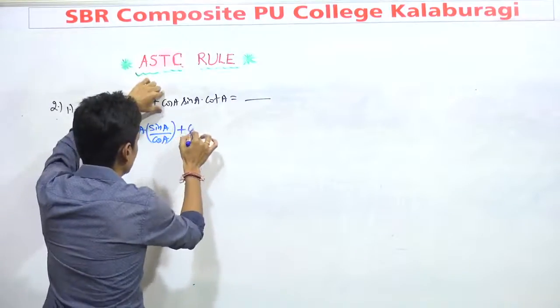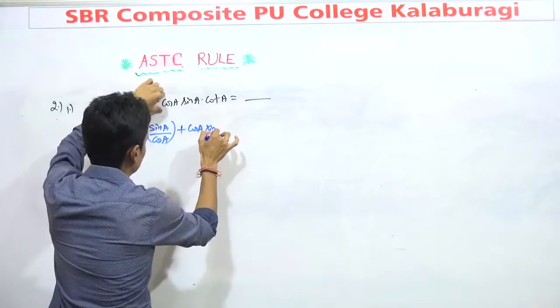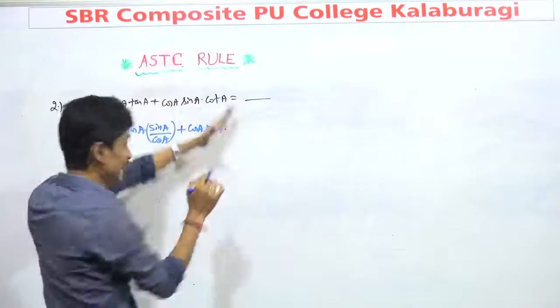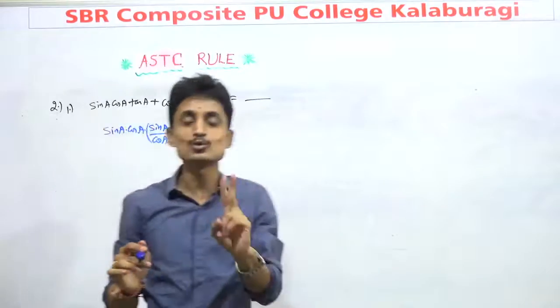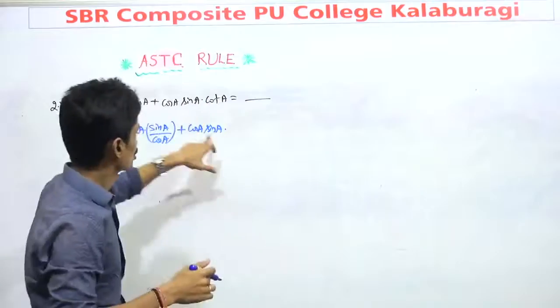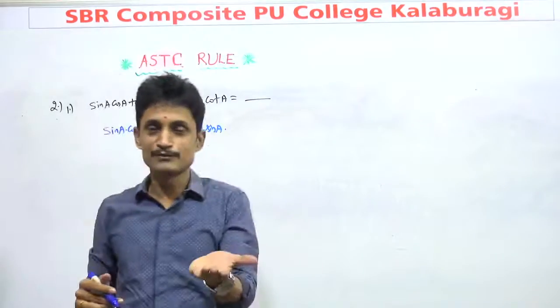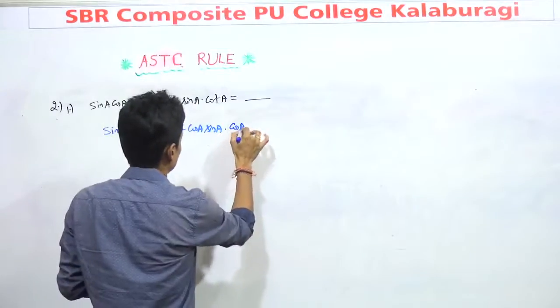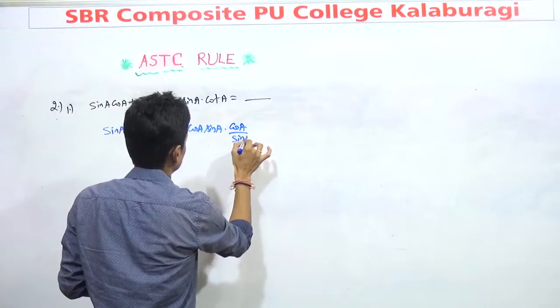And cos A into sin A. We don't have any standard result for cos A into sin A. But we have a result for cot A in two ways. One will be the reciprocal form, 1 by tan A. There is no use of that. One more form we have, that is the quotient form. Easily we can write it like cos A by sin A.